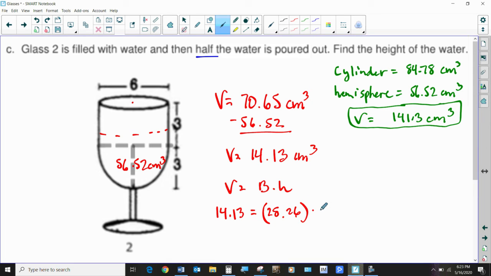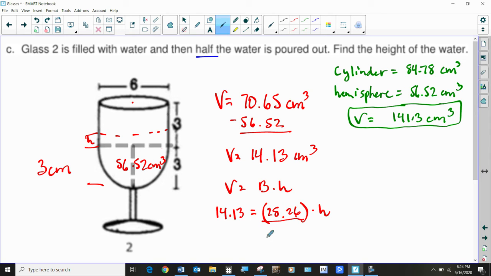times the height. The height is what we're trying to figure out here, correct? Because we want to know what is the height of the water. We know this portion from here to here is 3 centimeters. What is this portion in here? And don't guess it. Don't say, oh, it looks like it might be 1 centimeter. No, don't do that. I didn't necessarily draw that to scale. We have to solve this for h. Once we know what h is, we'll know what the height is of this section right there.